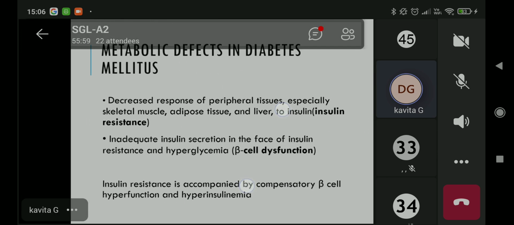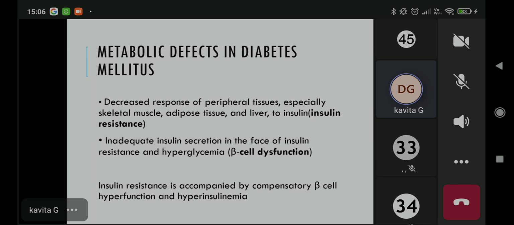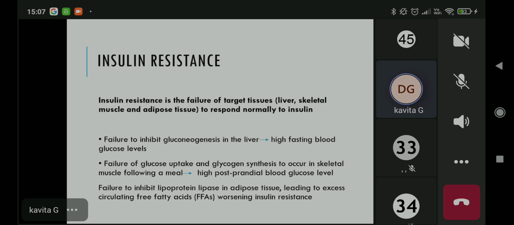So what is this insulin resistance? There's a decreased response of the peripheral tissues to insulin. There is inadequate insulin secretion in the face of insulin resistance. तो beta cell अपने आप उनका function भी गड़बड़ हो गया, and this we've already studied.